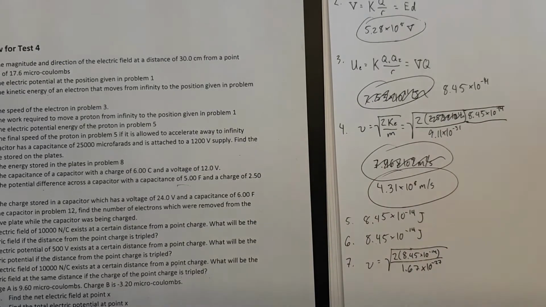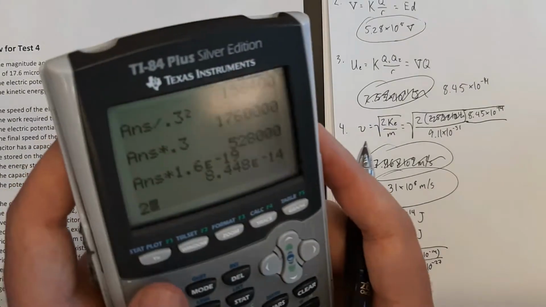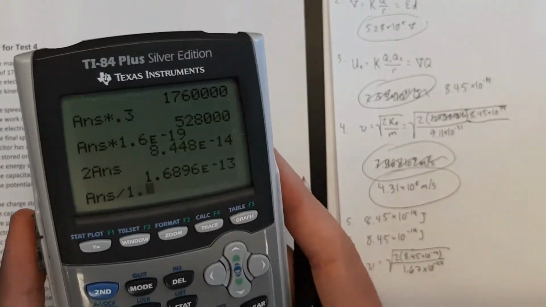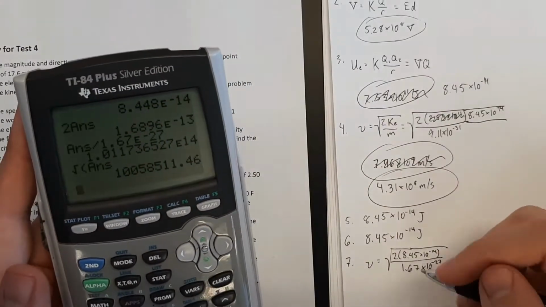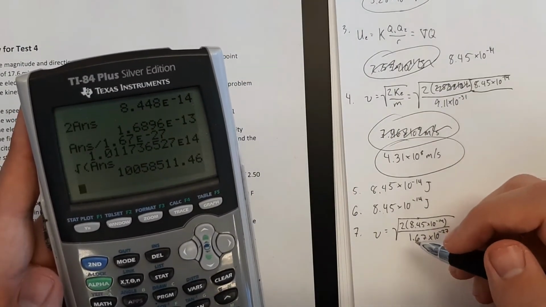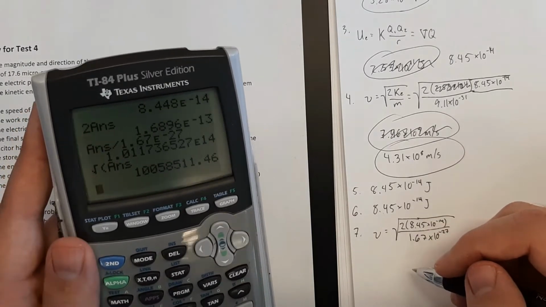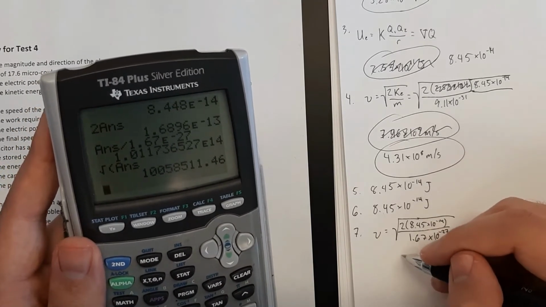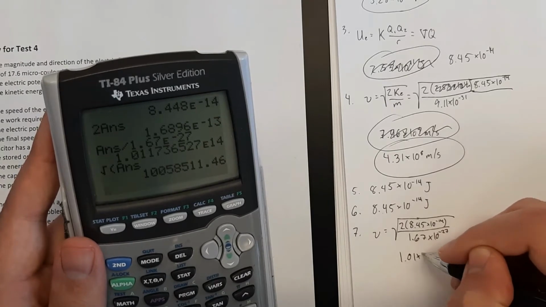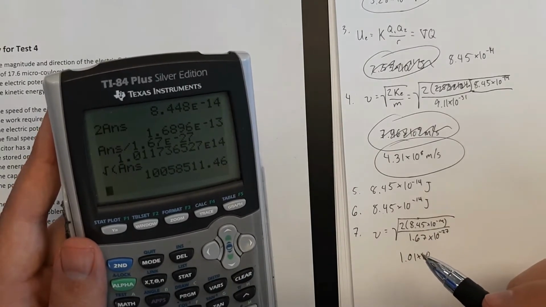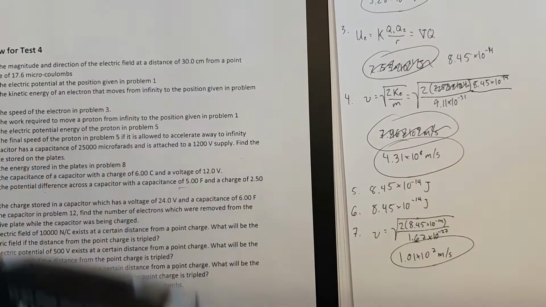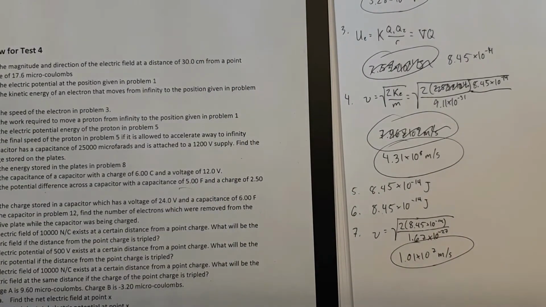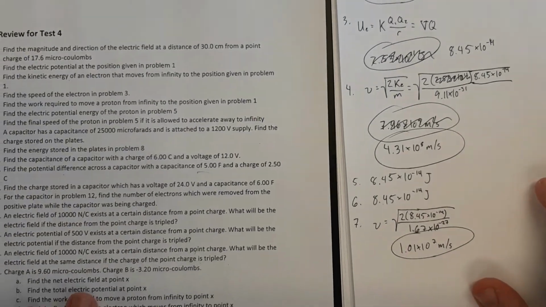Okay, so now plugging and chugging, we've got 2 times our answer from our last one divided by 1.67 times 10 to the negative 27th, taking the square root, and oh, well, that's a much more reasonable number. Yeah, look at that. Under the speed of light, look at you go. So we've got 1.01 times 10 to the 7th meters per second. So still going very fast, but at least it's not breaking the rules. Okay, so now we got number 7.